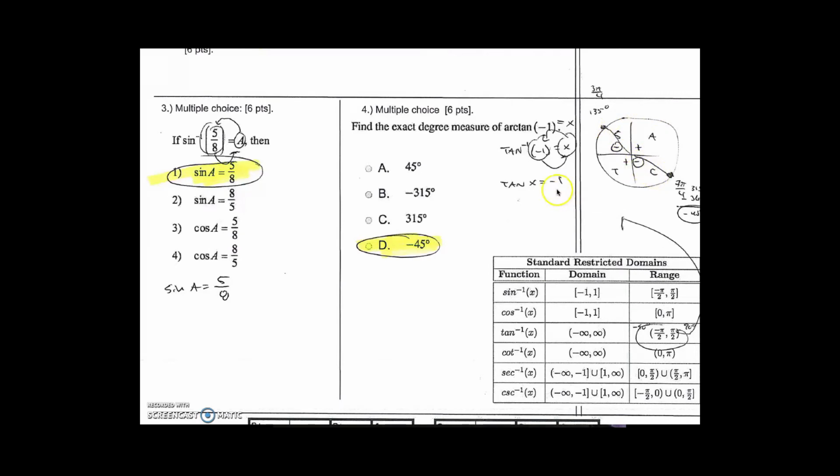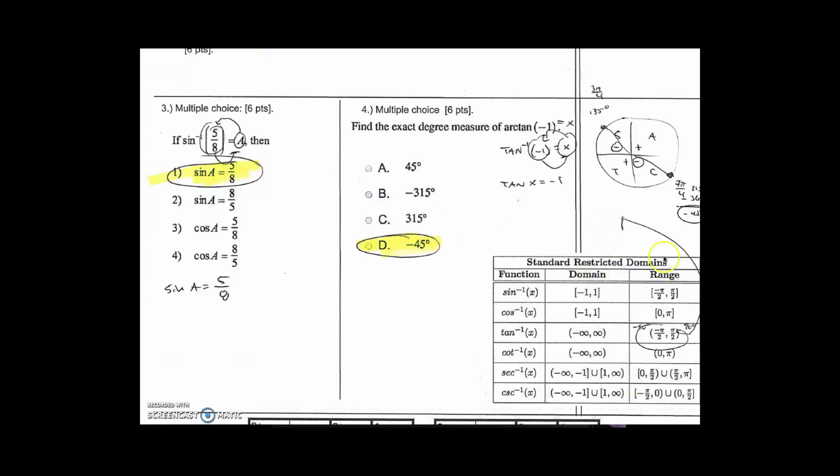Now, anytime it's a +1 or -1, it's going to be your 45s. So there would be 135 and 315. But if you pay attention, 135 and 315 are not in our range for the inverse of tangent. So if you circled either 135 or 315, that would have been incorrect. That would have been the number 1 distractor.